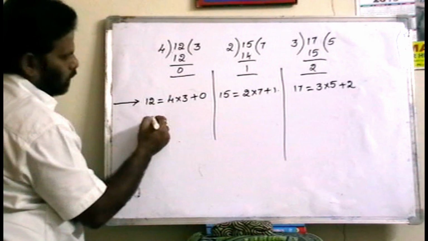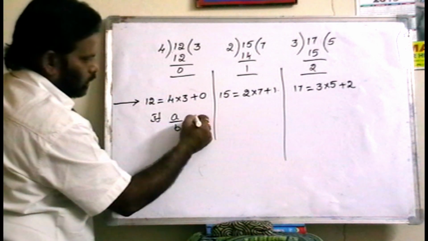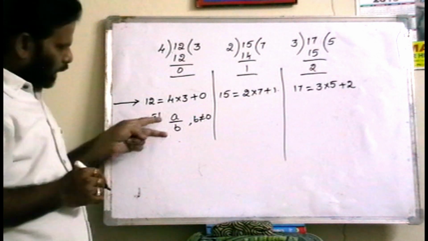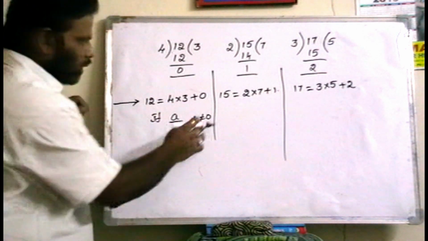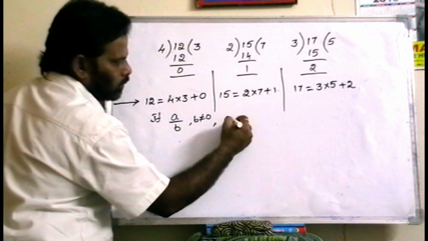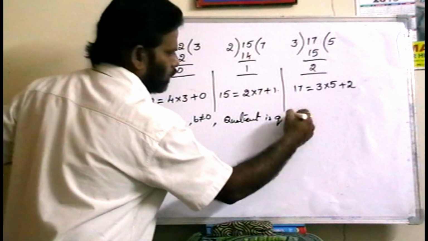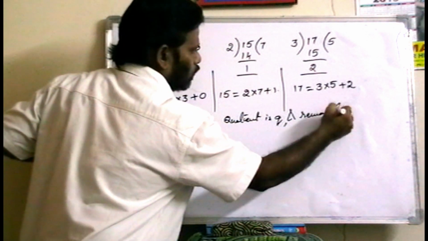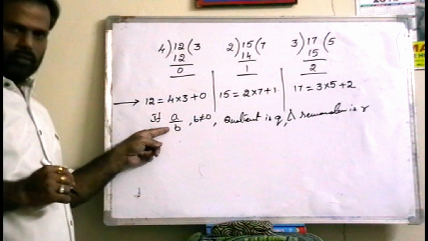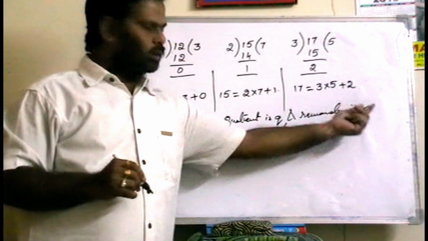Suppose A is divided by B, where B is not equal to 0, and A and B are positive integers. If A is divided by B, then we'll get the quotient Q and the remainder R.